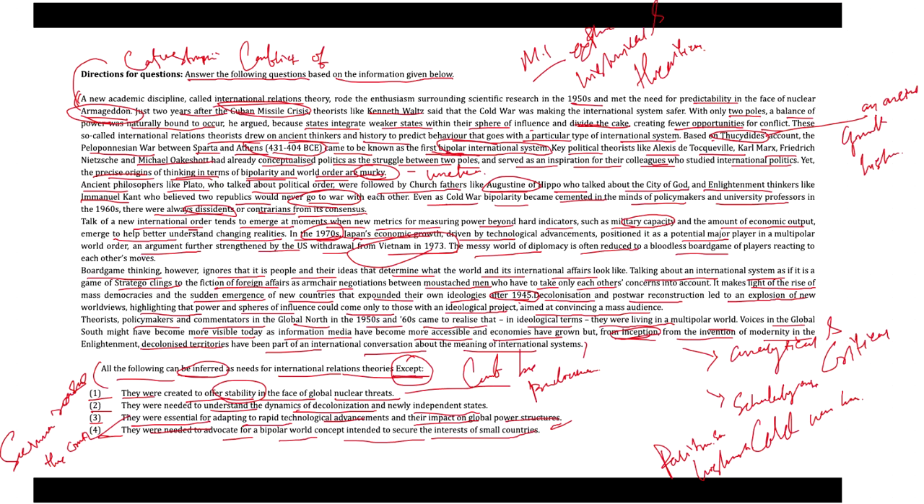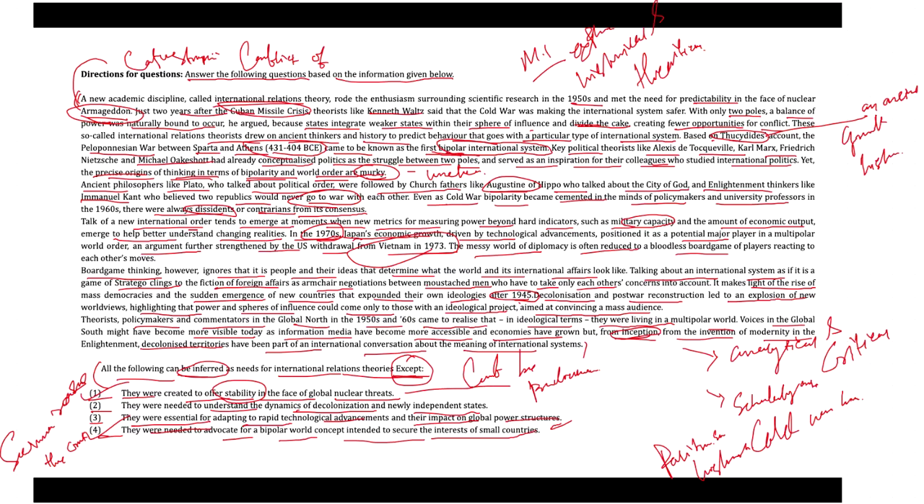The passage clearly mentions that the need for international relations theory arose to provide predictability in the middle of nuclear threats during the Cold War. So, in that case, this comes as an inference. Second, understanding decolonization and the newly independent states. This can also be inferred from the passage. It talks about decolonization and how our worldviews emerged, requiring an understanding of these changes.